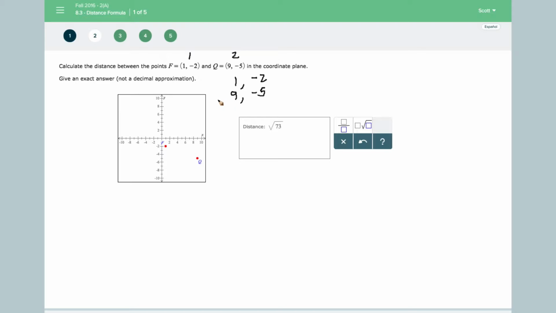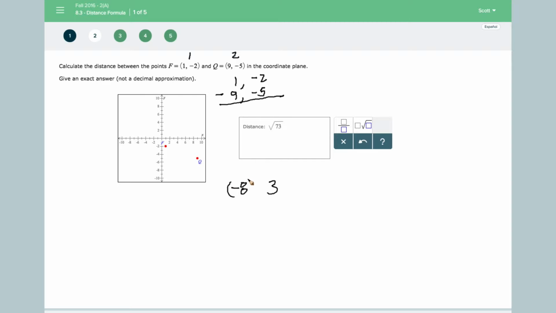What we need to do is subtract them. Now it doesn't matter which way you subtract them. You'll get the same number either way as long as you keep it straight. If I take 1 minus 2, then I always have to do 1 minus 2. If I do 2 minus 1, I always have to do 2 minus 1. In this case, I'm going to just subtract. 1 minus 9 is -8, and -2 minus a -5 is 3.